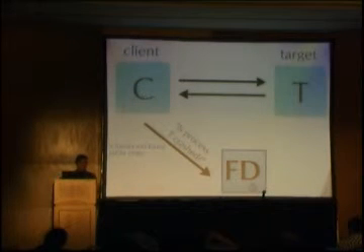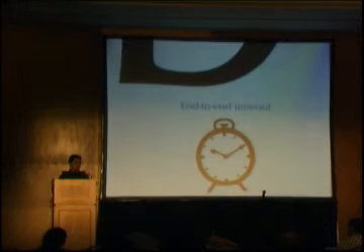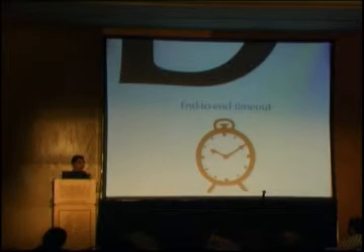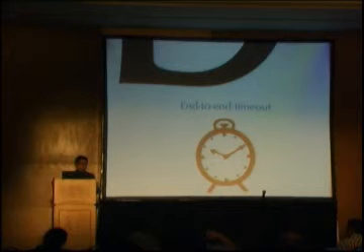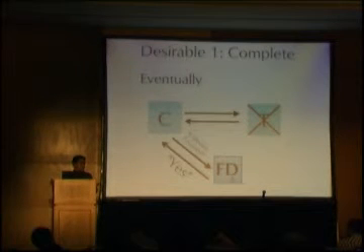Now, typically failure detectors are implemented with end-to-end timeouts. That is, process C considers process T to have crashed if it hasn't heard from T within some fixed period of time. Okay, well, what are the desirable properties that we want out of a failure detector? First and foremost, a failure detector should detect failures, and a failure detector is complete if it eventually detects all the failures in the system.